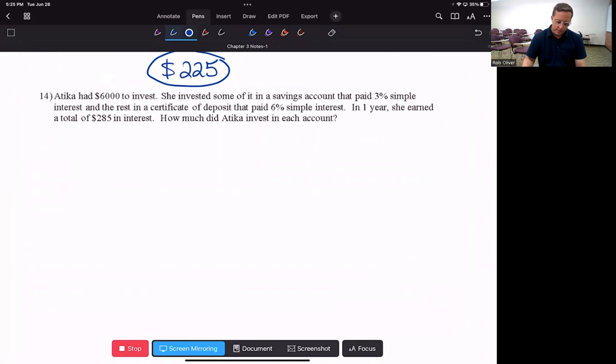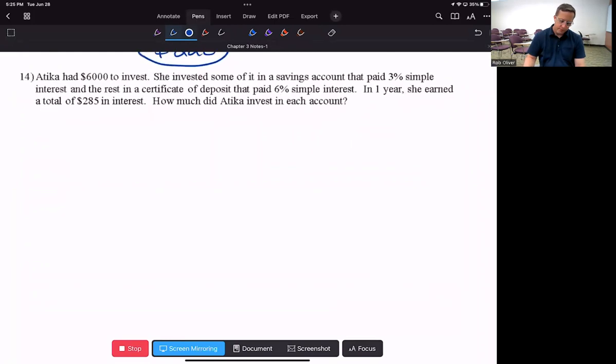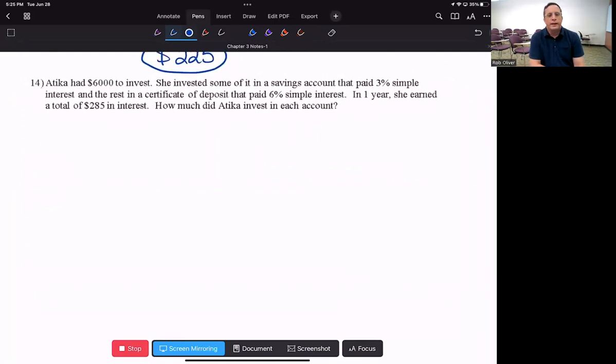All right, number 14. Tika had $6,000 to invest. She invested some of it in the savings account that paid 3%, and the rest of it in a certificate of deposit, also known as a CD.